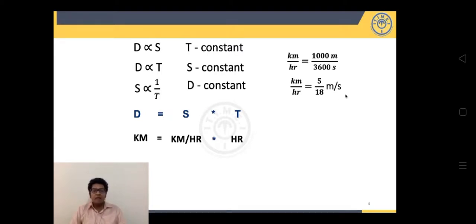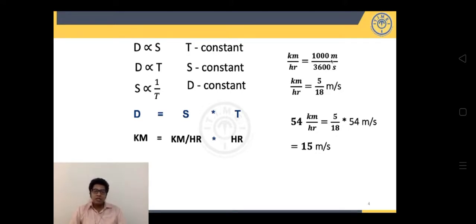Say, for an example, if I say 54 kilometers per hour, how will I calculate? 54 kilometers per hour is nothing but 5 by 18 times 54. So 18 times 3 is 54. So 5 into 3, 15. So 54 kilometers per hour is equivalent to 15 meters per second. So this is the conversion for kilometer per hour to meters per second.